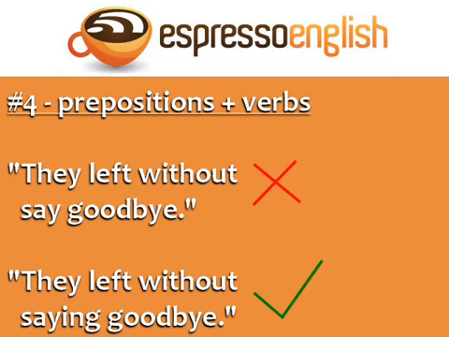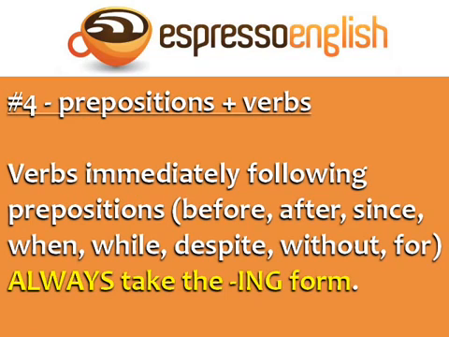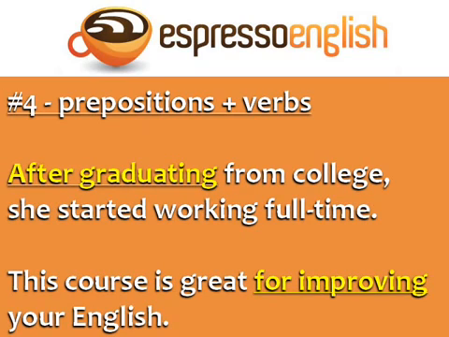Number 4. Prepositions and verbs. They left without say goodbye is incorrect. The correct sentence is, they left without saying goodbye. Verbs immediately following prepositions like before, after, since, when, while, despite, without, and for always take the ing form. Here are some examples. After graduating from college, she started working full-time. This course is great for improving your English.